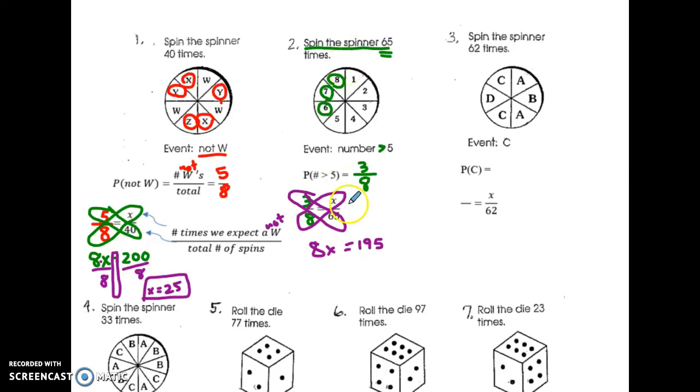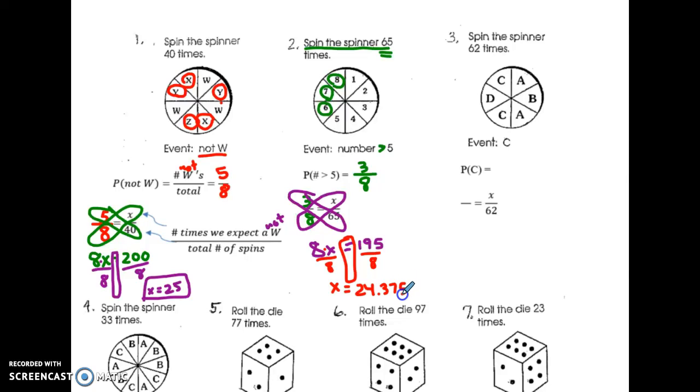So here's our little locker equation. And again, you have 8 times x. You need to get rid of your 8, so you'll divide by 8 on both sides. I believe this time we get a decimal. So 195 divided by 8 is 24.375.